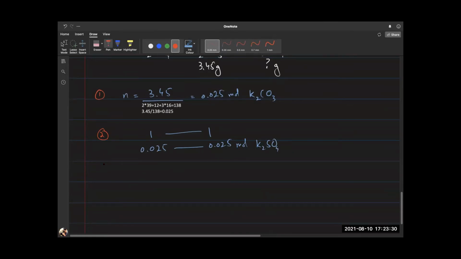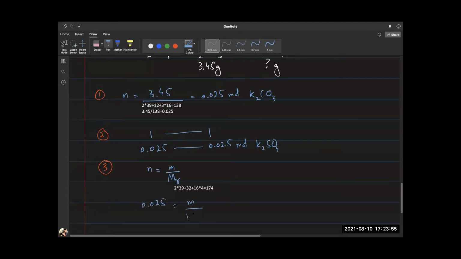Third step is about finding whatever I need. So I needed to find mass. So again, number of moles is mass over MR. I don't have the MR, so I can calculate it. It is 2 times 39 for potassium, 32 for sulfur, plus 16 times 4 for oxygen, and that is 174. So number of moles is 0.025.